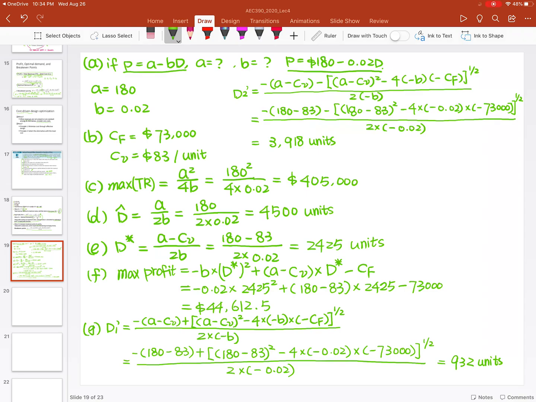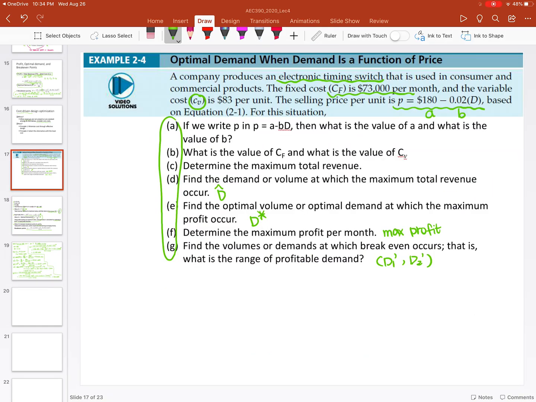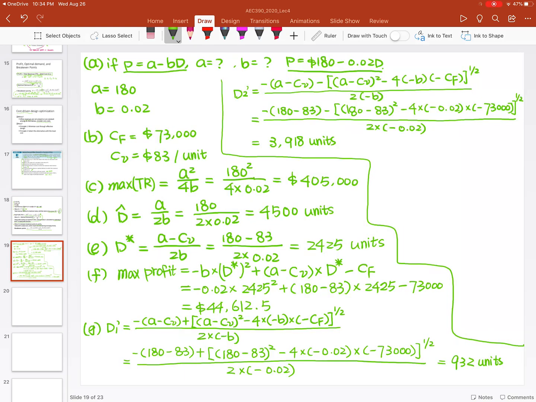So your break-even points, or what they asked, the range of profitable demand, is going to be a range from a lower value, 932, to a higher value, 3,918. So this is your profitable range, which means if your D belongs to this range, then you are making profit.